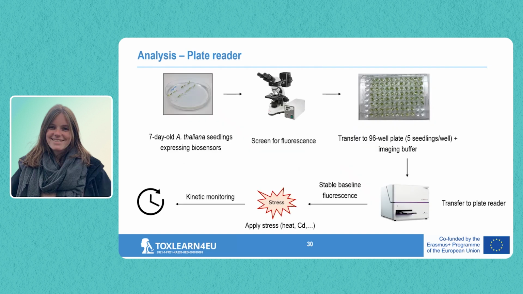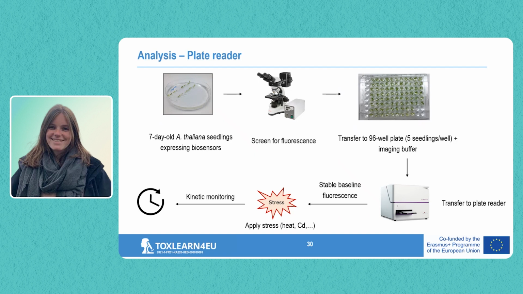Now, if you want to do this analysis in the plate reader, here is a short overview of what you would need to do in the lab. You first grow your plants for 7 days, 1 week, on agar plates. Then you first check the fluorescence under a microscope, just very generally for all the plants on your plate.